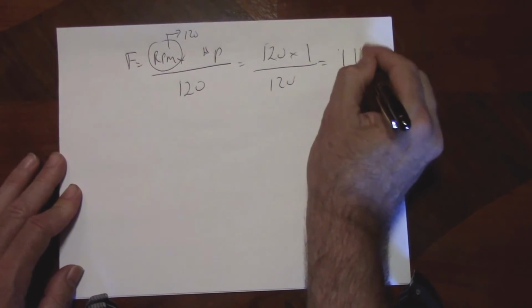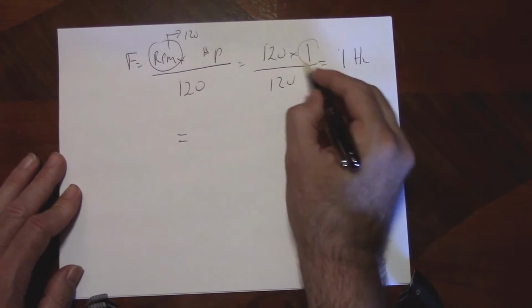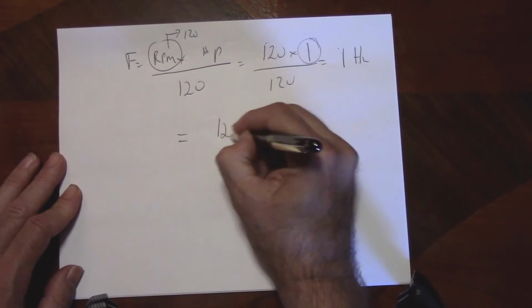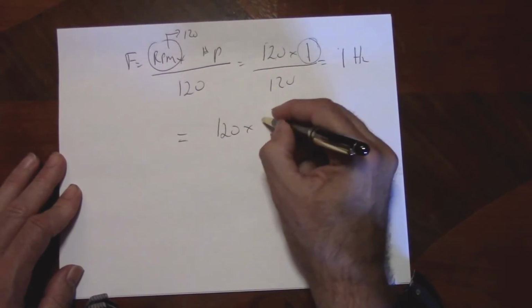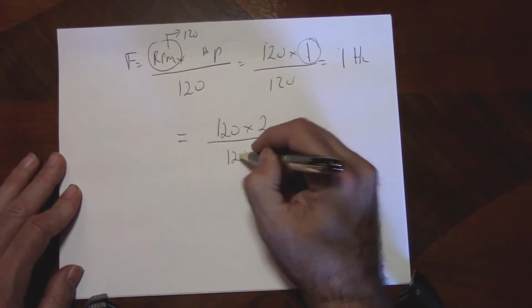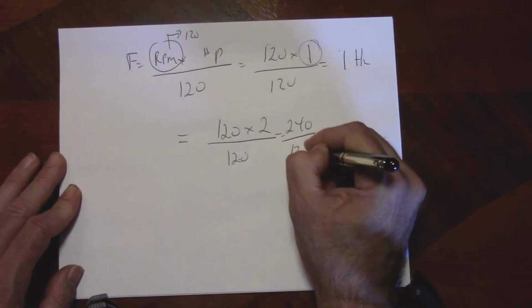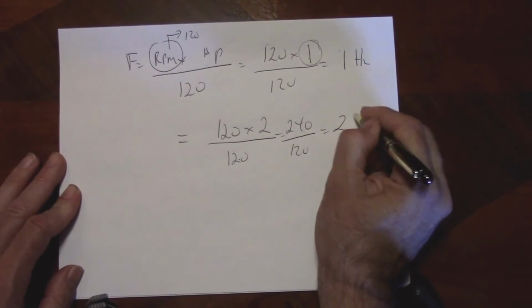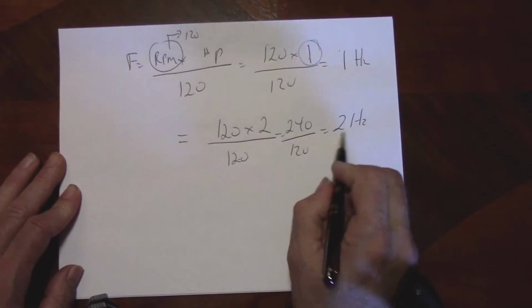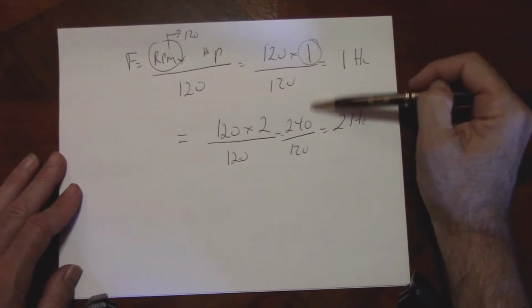Alright? Now, what if I changed the poles? 120, say I put 2 poles in. 120, RPM doesn't change, constant number doesn't change. This is 240 over 120. Oh my goodness, look at that. 2 hertz. So, the reason I did this is to make it very simple for you.